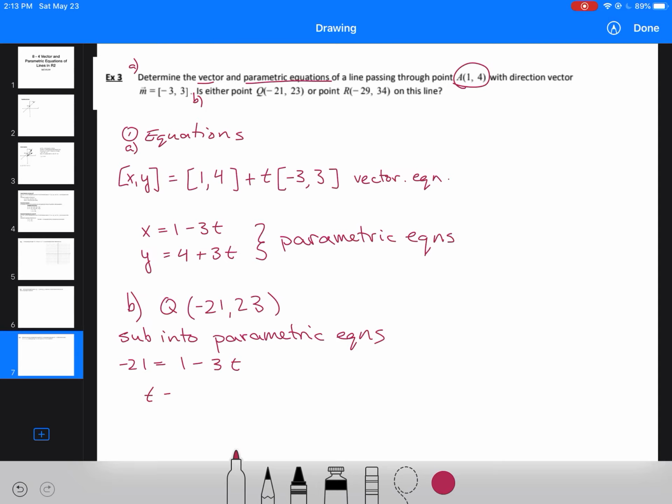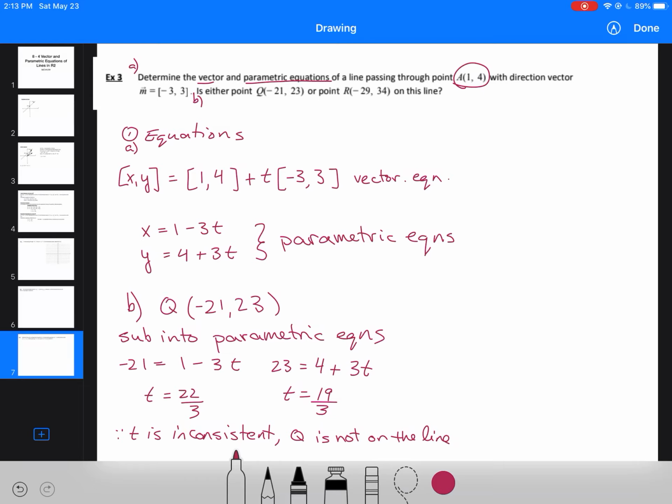So our first one, -21 equals 1 minus 3t. Rearranging that is going to let us know that for x, t is equal to 22/3. Now we're going to do the same thing for y. So 23 equals 4 plus 3t. And when you rearrange that, you get t equals 19/3. So since t is inconsistent, the solution is not the same. Q is not on the line.